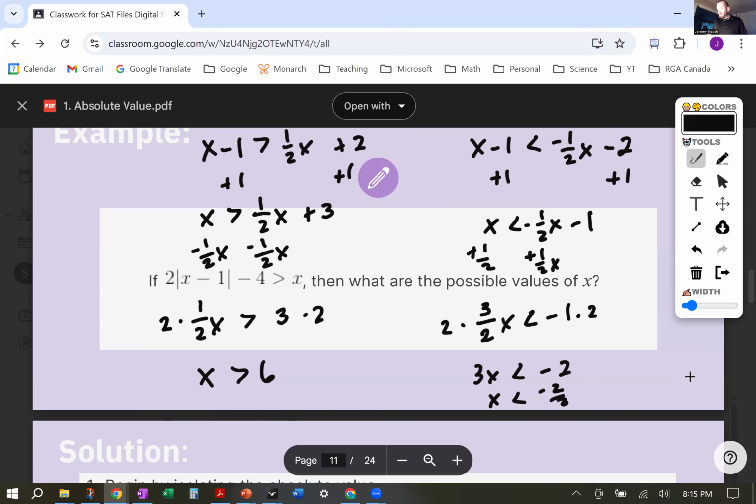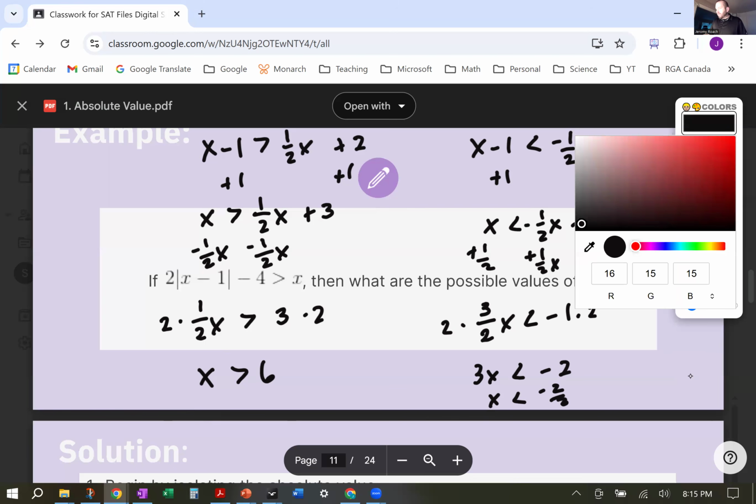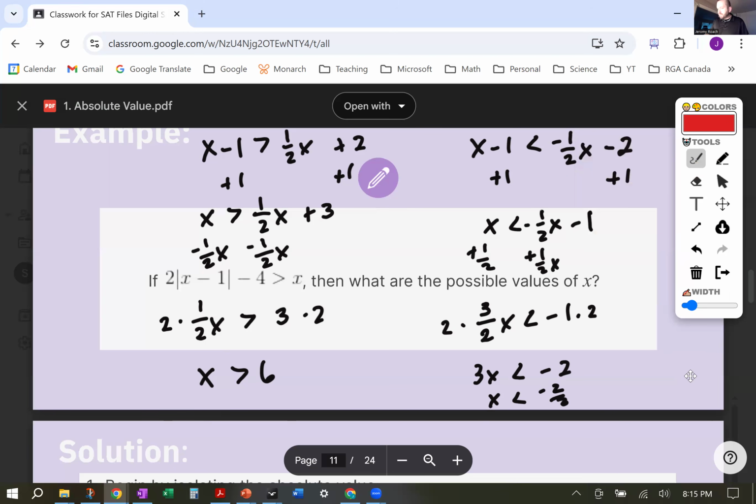So now it says, what are the possible values of x? So we can always graph this on a number line. That can help us. Let's do that. So we don't have a whole lot of room to do this, but let's write negative 2/3 right here.